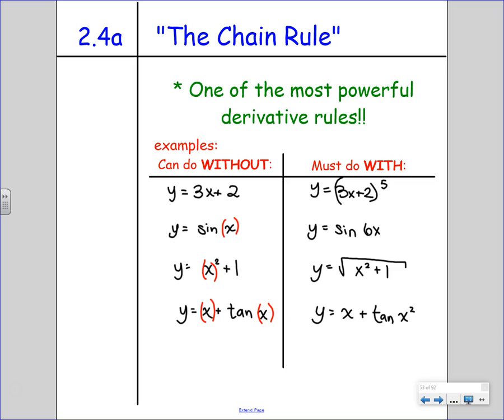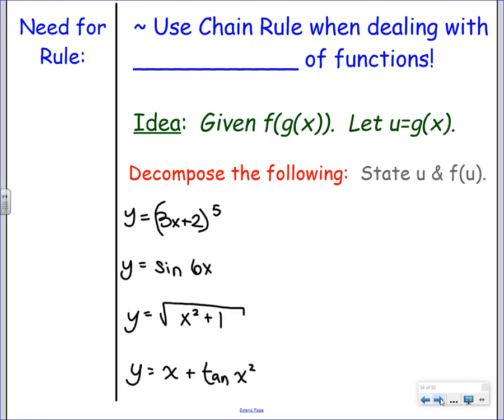Now, over here, though, couldn't I say f of 3x plus 2? Or g of 6x? Or h of x squared plus 1? Now, this one's a little bit funny. The first piece doesn't have a chain rule. The first piece, the derivative is 1, that's easy. But the second piece, remember, with sums, we take the derivative separately. It'd be tangent of x squared. So let me introduce you to some notation.